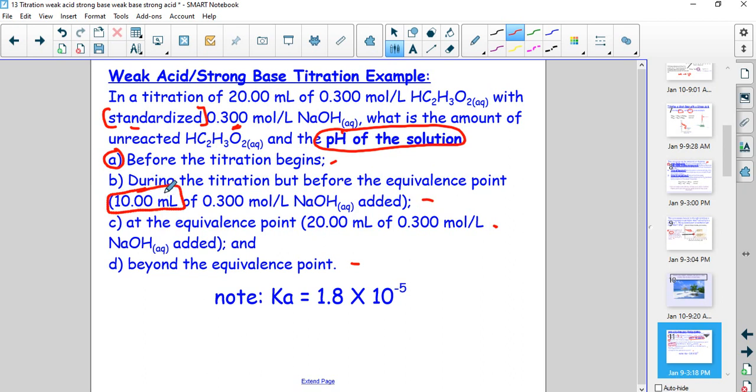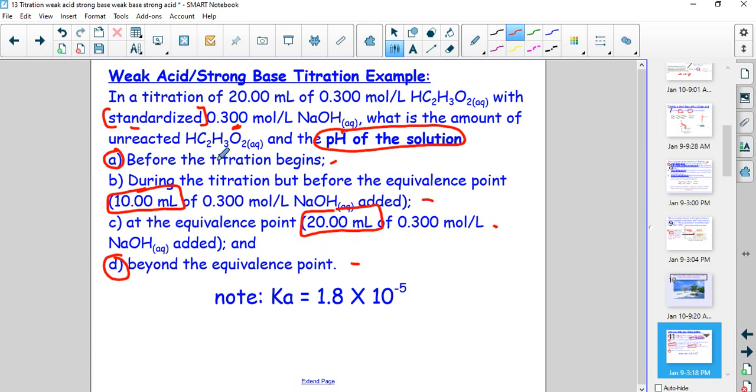Now sometimes it doesn't tell you that, and we'll go over examples that don't, and we'll solve them together. At the equivalence point, here it tells you your equivalence point is reached at 20 mL of base. Again, you might come across questions that don't, so we'll figure that out. Finally, beyond the equivalence point. Here is where we can make up a value, but we'll get to that in part 2 of the video.